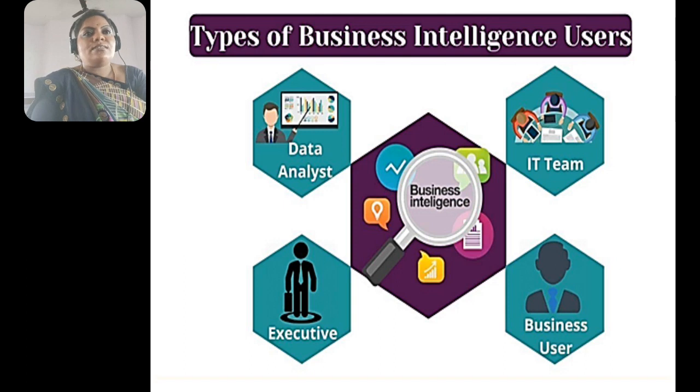The next one is the IT team, that is, the IT user. The IT user also plays a dominant role in maintaining the business intelligence infrastructure. The third one is the executive, which is the head of the company, the CEO or CXO. They can increase the profit of their business by improving operational efficiency. The last one is the business user. Business intelligence users can be found across the organization. There are mainly two types of business users: casual business intelligence users and power users.